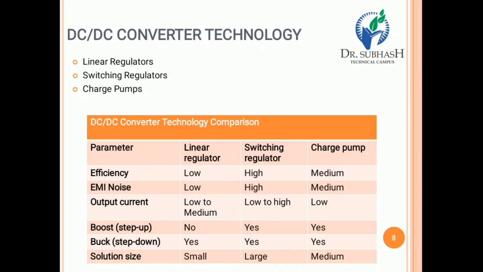Now the fifth parameter, that is our step down. Step down means the output voltage is less than the input voltage. That DC to DC converter is known as a step down, otherwise buck converter. In case of the linear regulator, that is possible. In case of the switching regulator it is also possible. In case of the charge pump it is also possible.